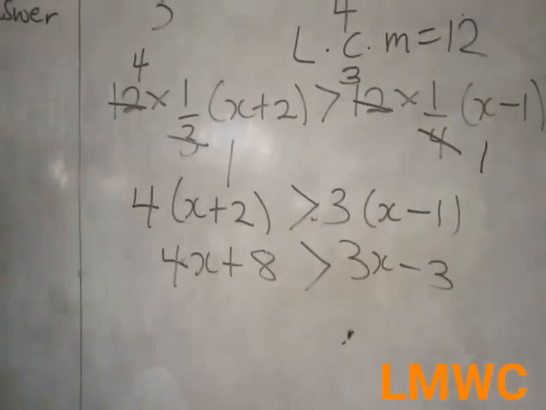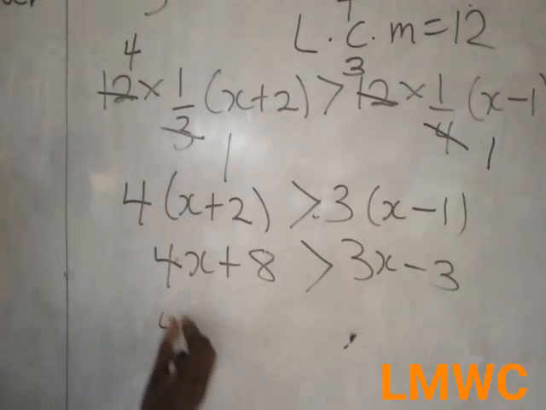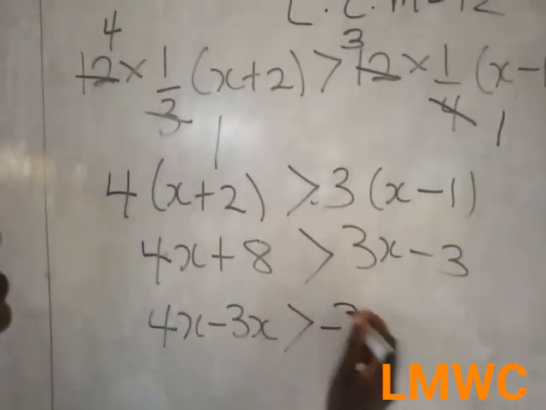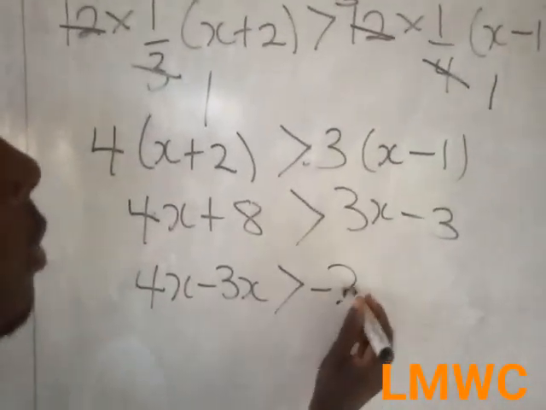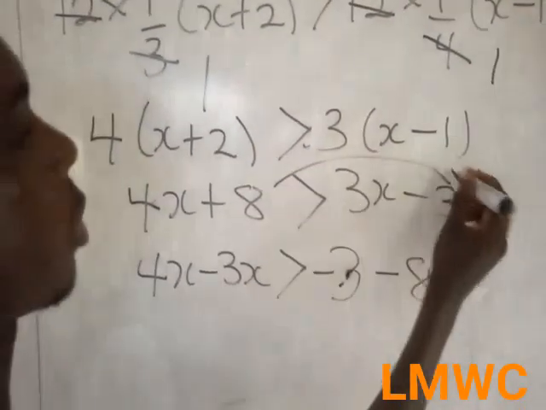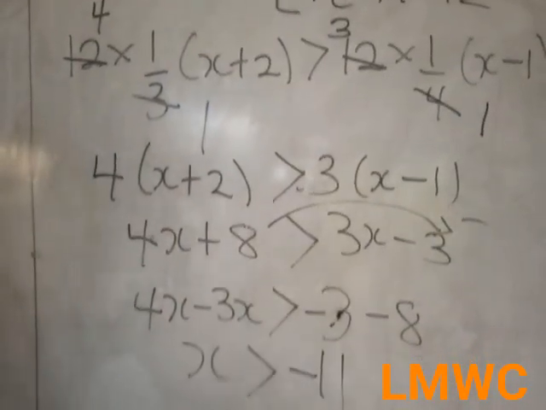We group our like terms by moving the variable to the left hand side. So 4x minus 3x is greater than negative 3 minus 8. This one crosses, it becomes negative. So x is greater than negative 11.